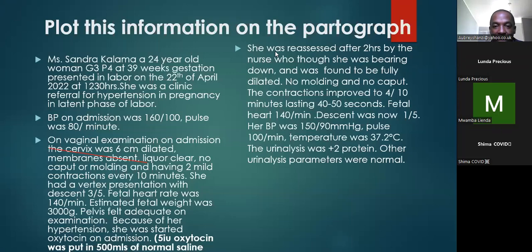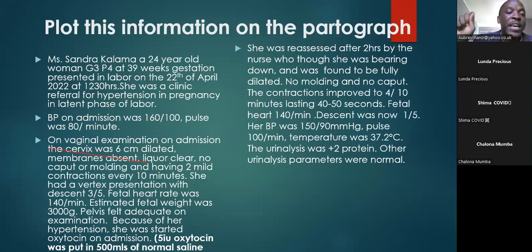6 minutes is not enough for you to plot the Partograph if you do it wrongly. So the strategy is that when you start reading, you start plotting. Don't wait until you read everything to start plotting. So if you hear that the patient is Sandra, just write Sandra. She's 24-year-old, write 24-year-old. She's gravida 3, write gravida 3 on the Partograph.